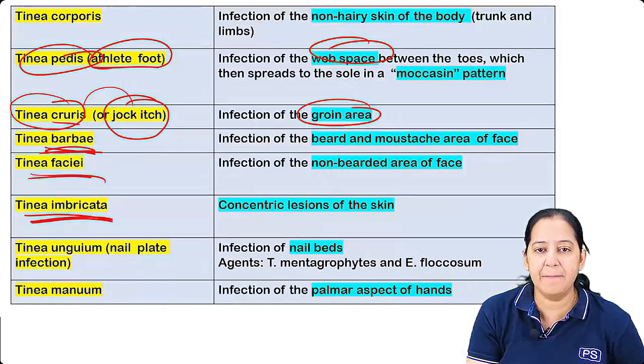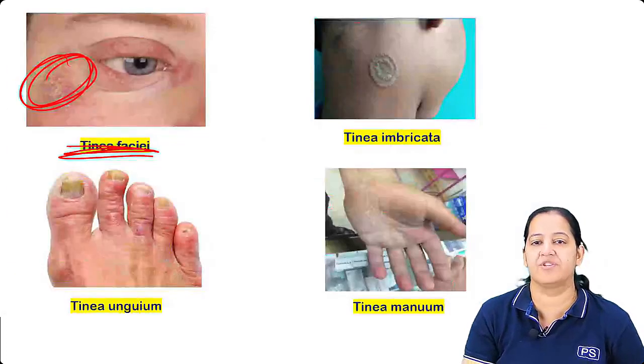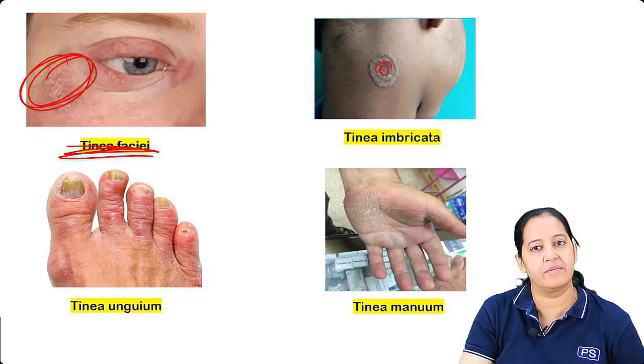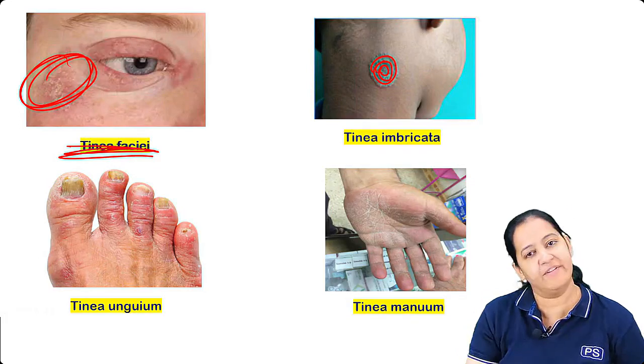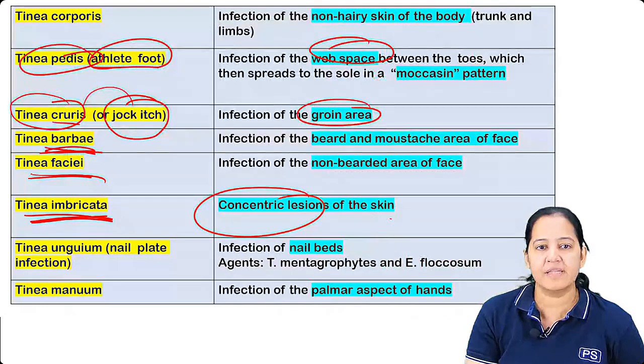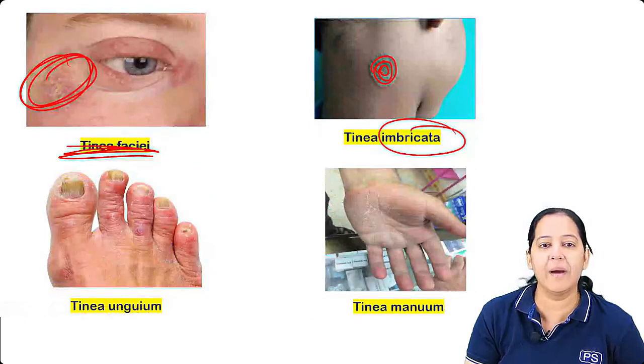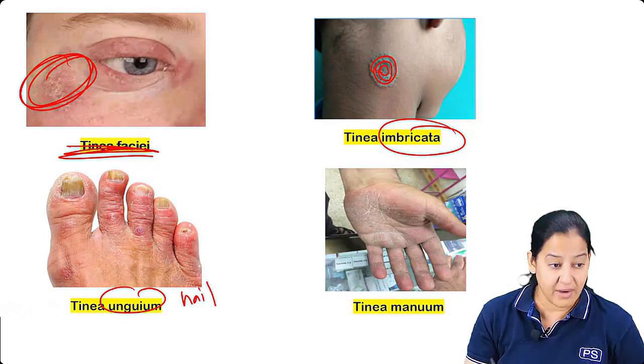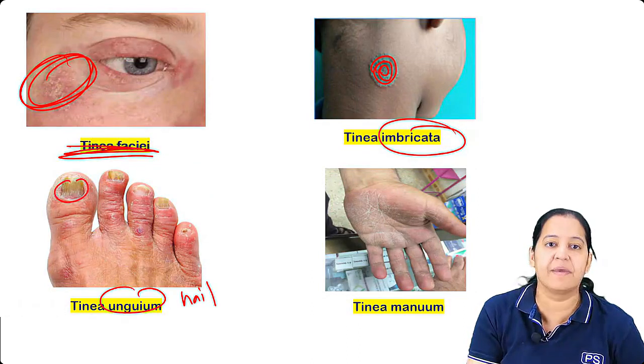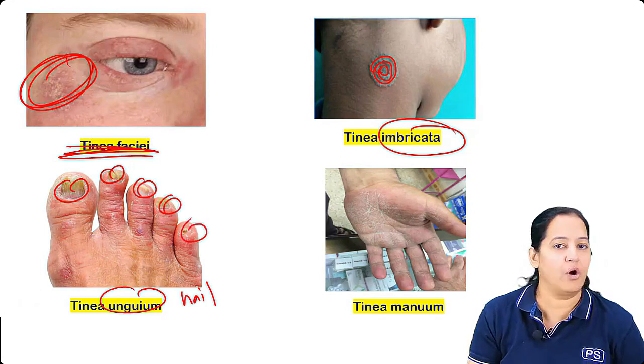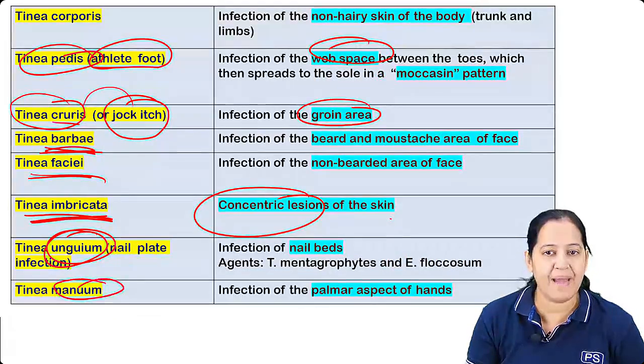The next is tinea imbricata. Imbricata is concentric lesions, anywhere, but they are concentric. The next is tinea unguium. Unguium means nail. So there is ringworm, but in the nails, not in the skin. It is in the nails. Tinea manuum. The last is manuum.